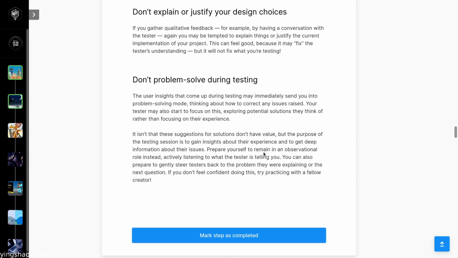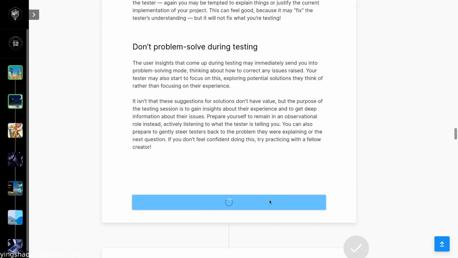Prepare yourself to remain in an observational role instead, actively listening to what the tester is telling you. You can also prepare to gently steer testers back to the problem they were explaining or the next question. If you don't feel confident doing this, try practicing with a fellow creator.